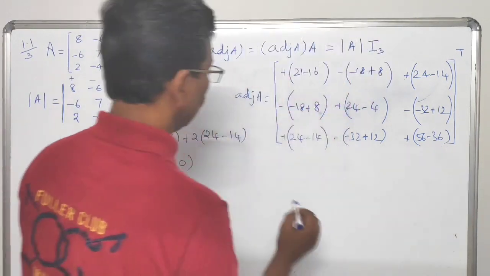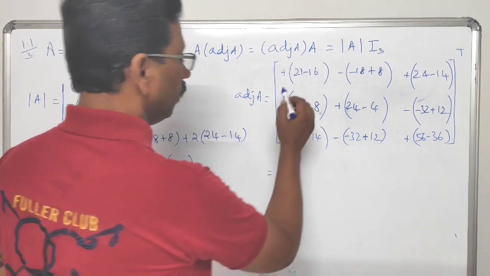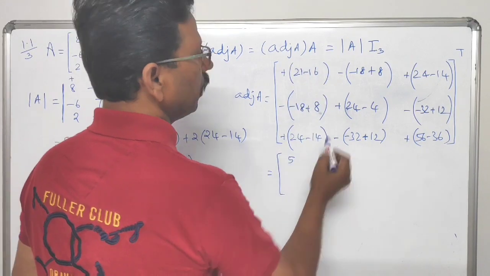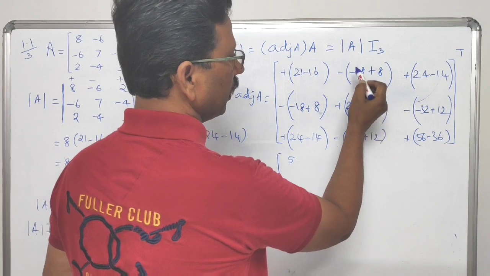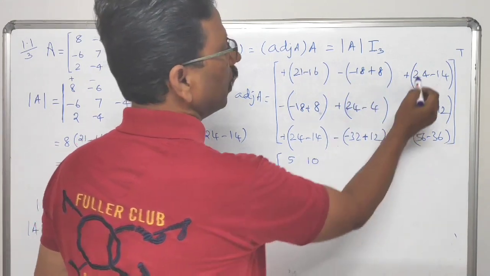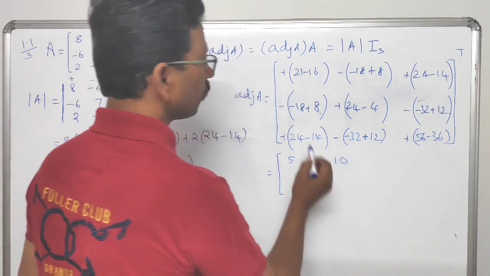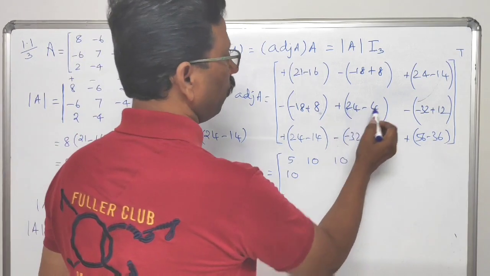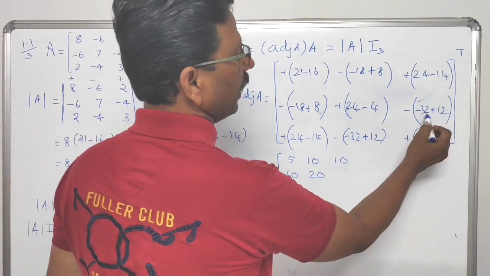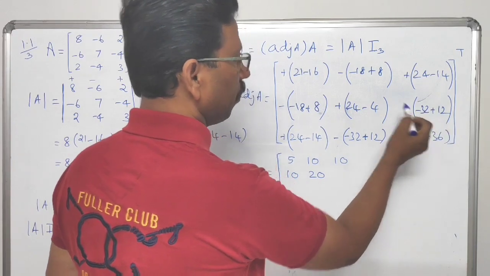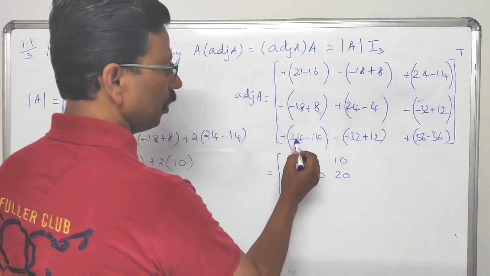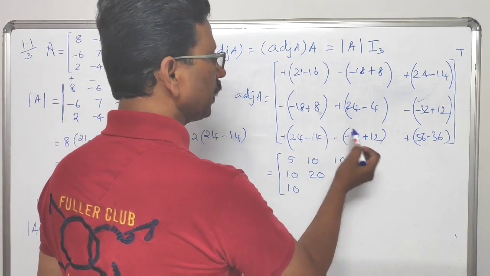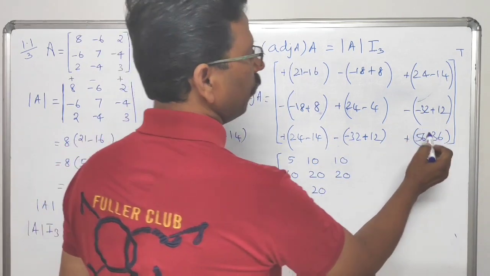Now for this one, we can take 21 minus 16 equal to 5. Minus 18 plus 8 equal to minus 10. Minus of minus gives plus 10. Then here 24 minus 14 equal to 10. Minus 18 plus 8 equal to minus 10, minus of minus gives plus 10. Then here 24 minus 4 is equal to 20. Minus 32 plus 12 is minus 20. Minus of minus gives plus 20. Now 24 minus 14 is equal to 10. Then minus 32 plus 12 equal to minus 20, minus of minus plus 20. Then here 56 minus 36 is equal to 20.